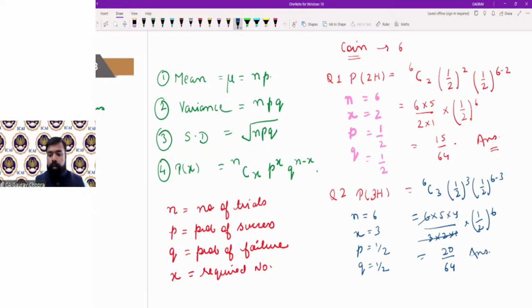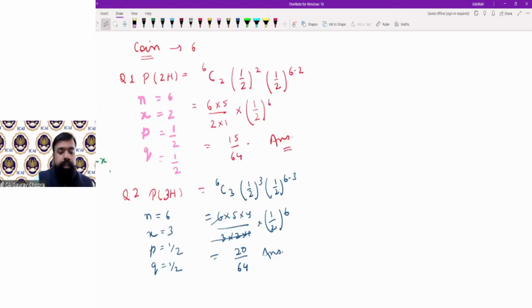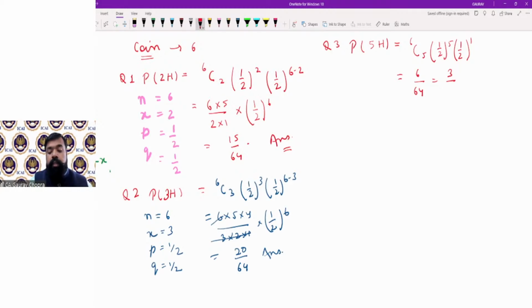Now, in the same question, we are solving the third portion. What is the probability of getting 5 heads? Now you can easily solve: 6C5, 1 by 2 to the power of 5, and 1 by 2 to the power of 6 minus 5, which is 1. And what is 6C5? It is 6 upon 64. So 3 by 32 becomes the final answer.